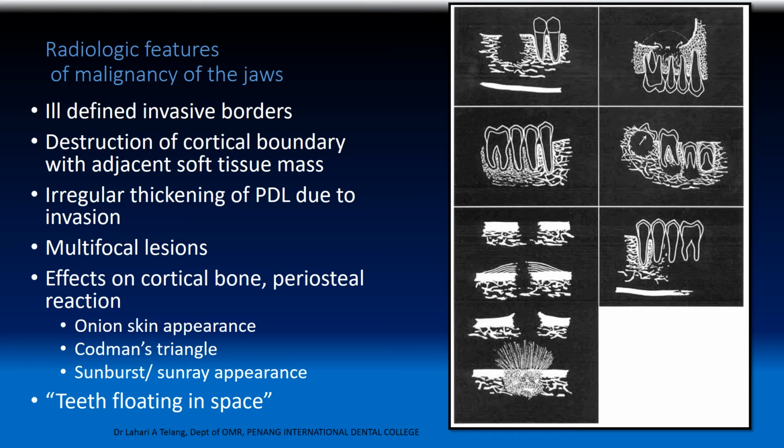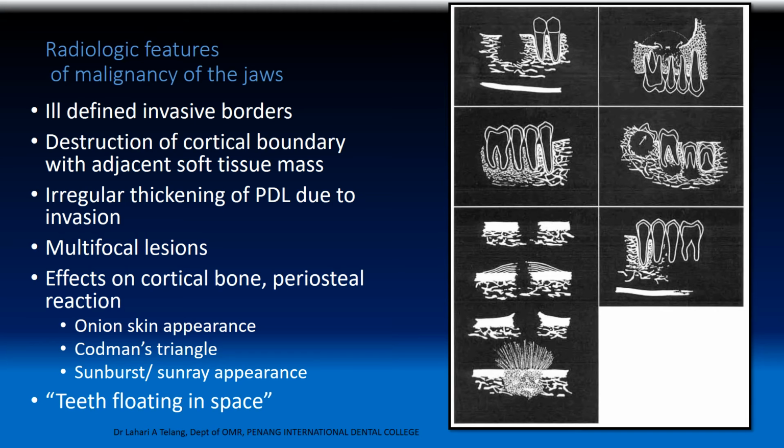And they could be multifocal lesions, like multiple of them involving the bone. There could be effects on cortical bone or the periosteal reaction, which is an example of the onion peel appearance, or a Codman's triangle, or a sunburst appearance, and also the appearance of teeth floating in space, which happens because of extensive destruction of the bone and a large radiolucent defect left inside the jawbone. So essentially, these are the ways in which malignancy manifests in the jaws.